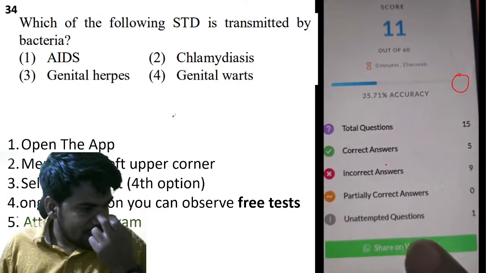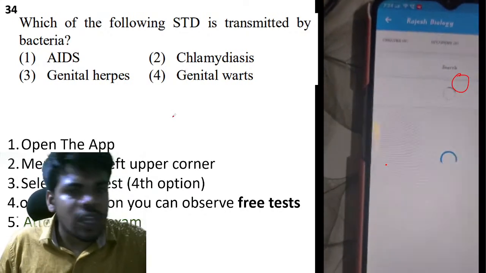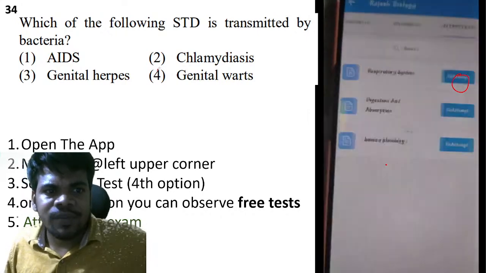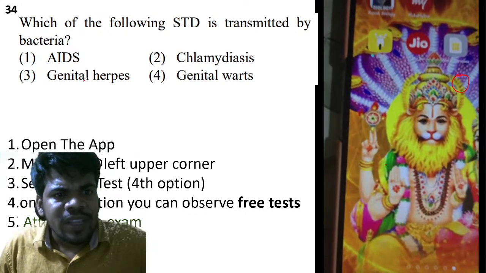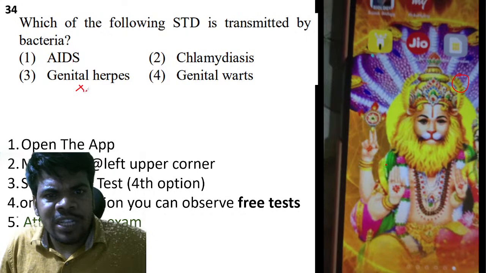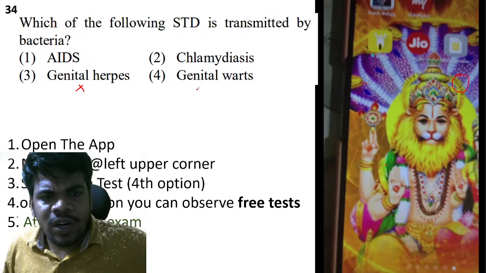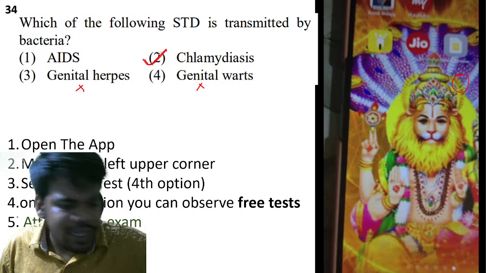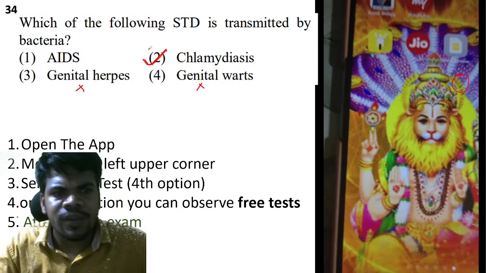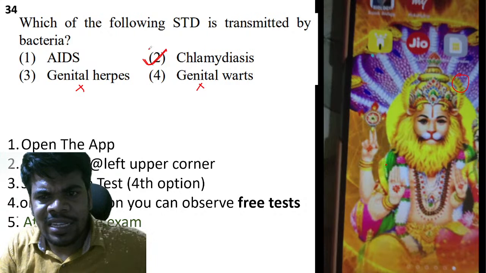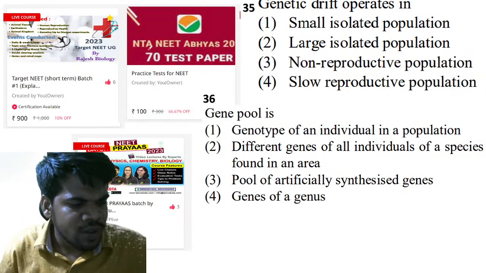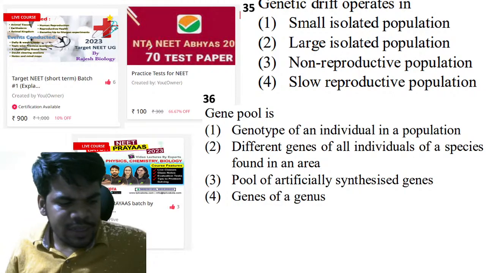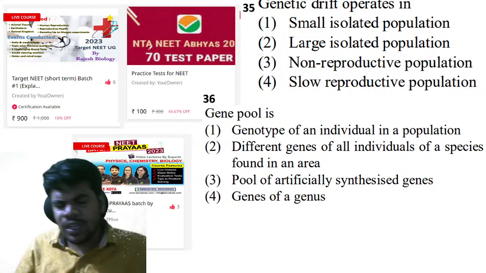Yes, come to the 34th question. Which of the following STD is transmitted by bacteria? Yes, genital herpes is caused by herpes simplex virus, and genital warts is also a viral disease, and chlamydiasis. Yes, you are right, AIDS is not a bacterial disease because AIDS is an HIV viral disease. Very good, Chinnu. So chlamydiasis is the disease caused by bacteria.